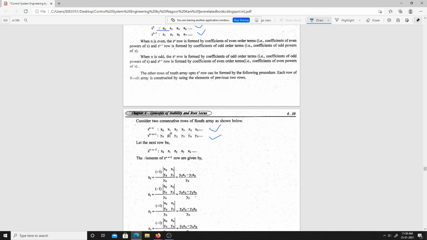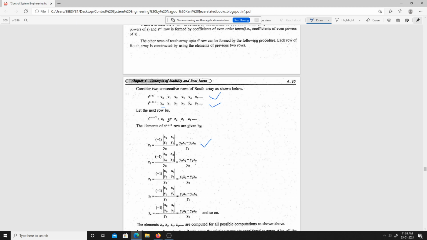This is the formula we are having: z0 is y0 into x1 minus y1 into x0, divided by y0. Is it clear? See here, be careful: y0 into x1 minus y1 into x0, by y0. That is for z0. And now we are going to calculate z1.